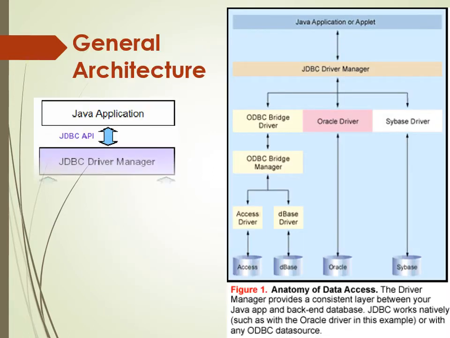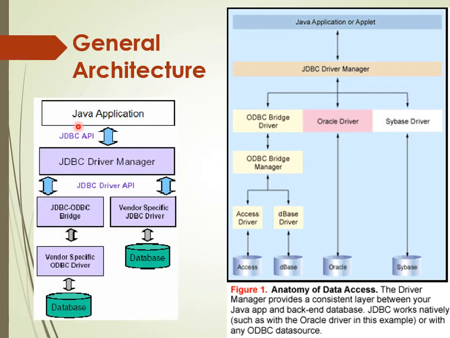Okay, so the general architecture of our JDBC is we are having the Java application. The API would be available for connecting with the JDBC driver manager, where there can be JDBC ODBC bridge also, or a vendor specific driver can be there that would access directly to the database, right? In JDBC ODBC bridge there can be vendor specific ODBC driver and that can access to the database.